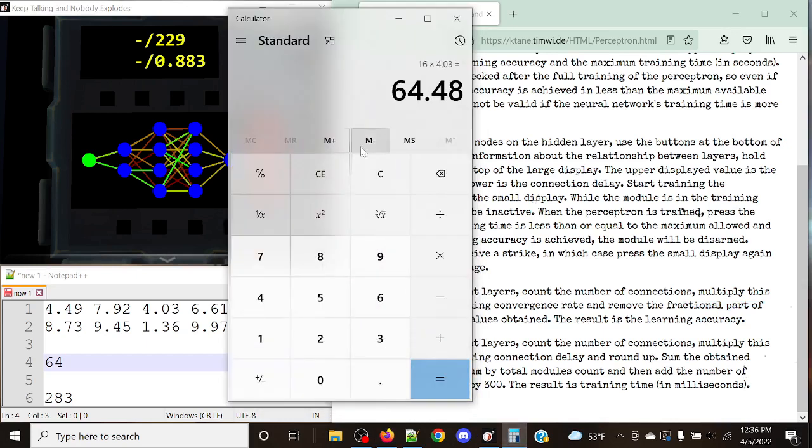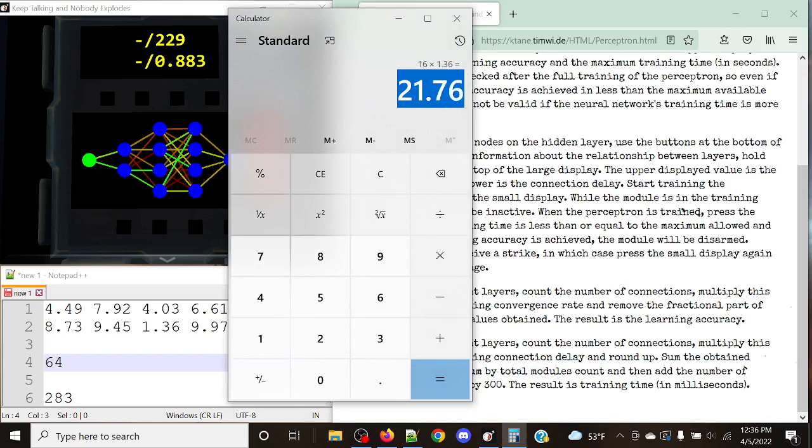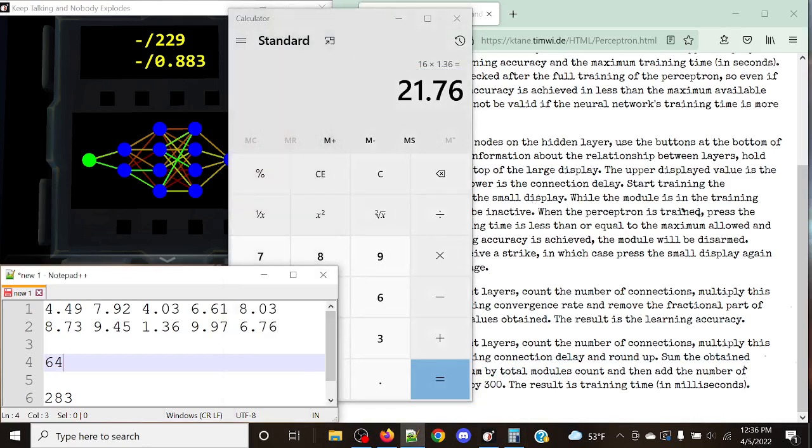So now, for the next bit, we're going to take a look at 16. We're going to times this by 1.36. This is going to be part of our connection delay. And remember, we're going to round up. So we're going to go up to 22 in this case. It will always be round up.